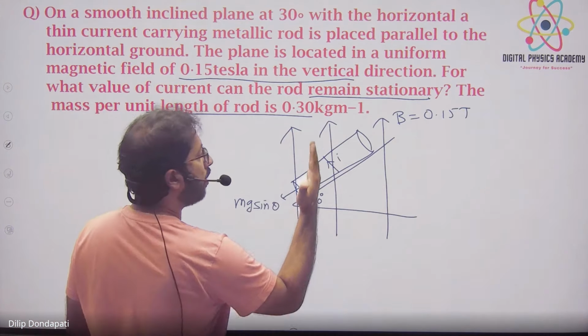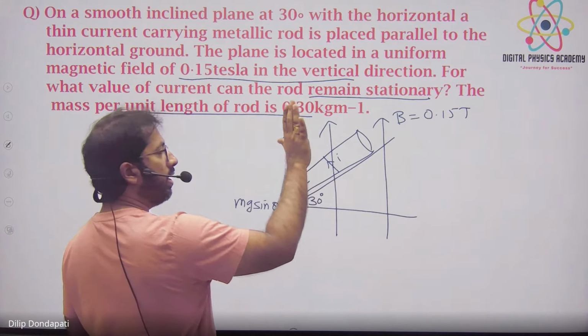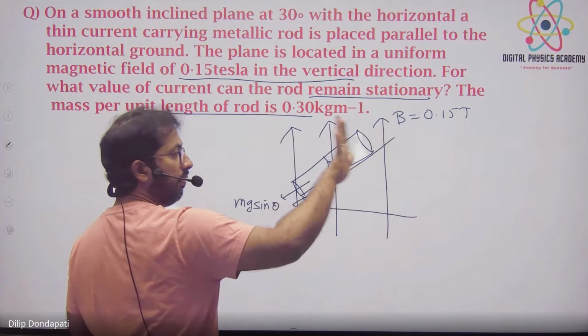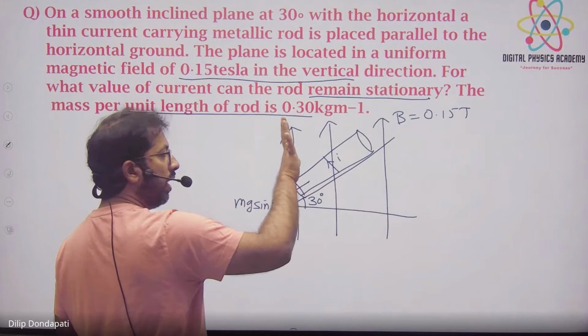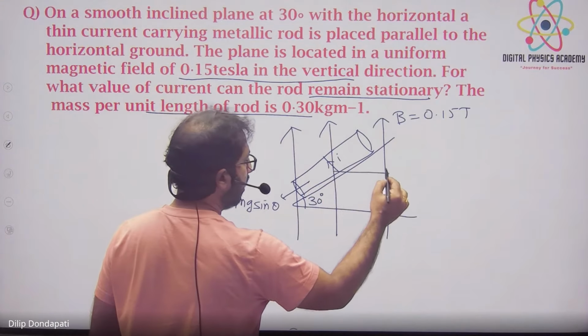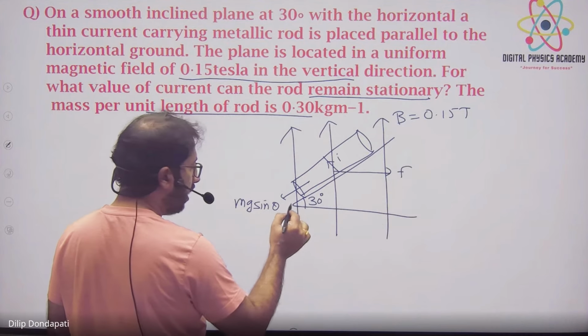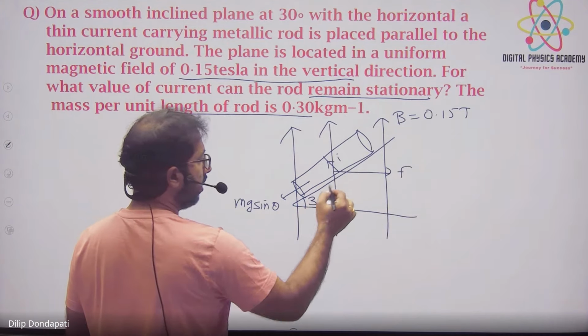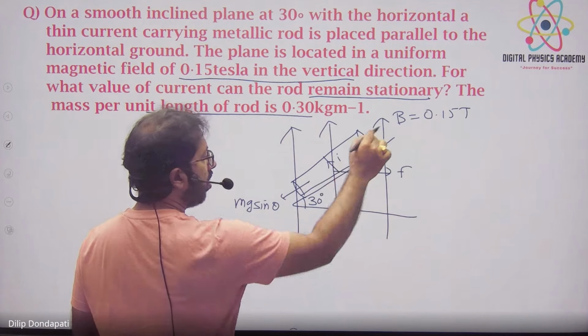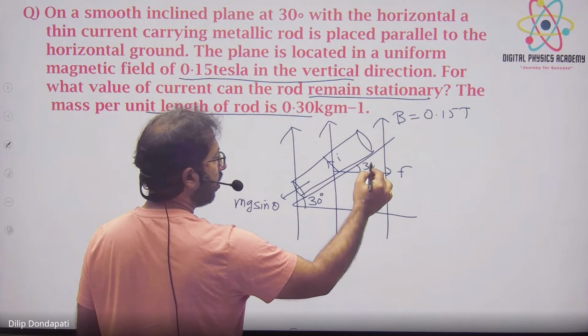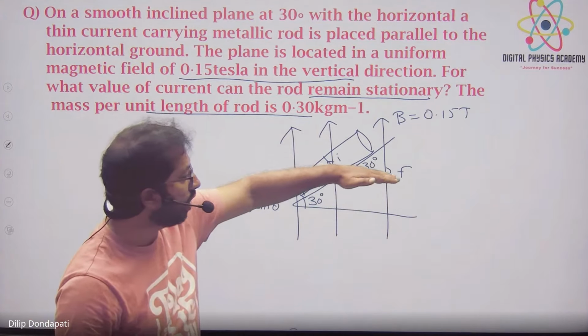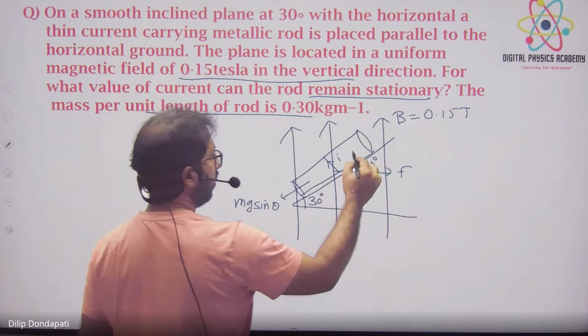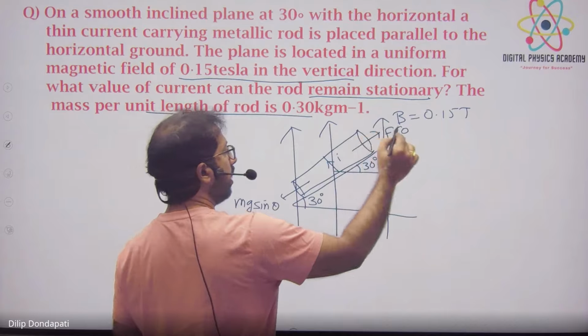See, the magnetic field is upward. Current is like this, force is like this. Magnetic field, current is into the board and force is like this. So this is force F. And see, the inclined plane makes theta 30 degrees with the horizontal. Now what is the component of force along this direction? F cos, wherever theta is there, cos comes. F cos 30.